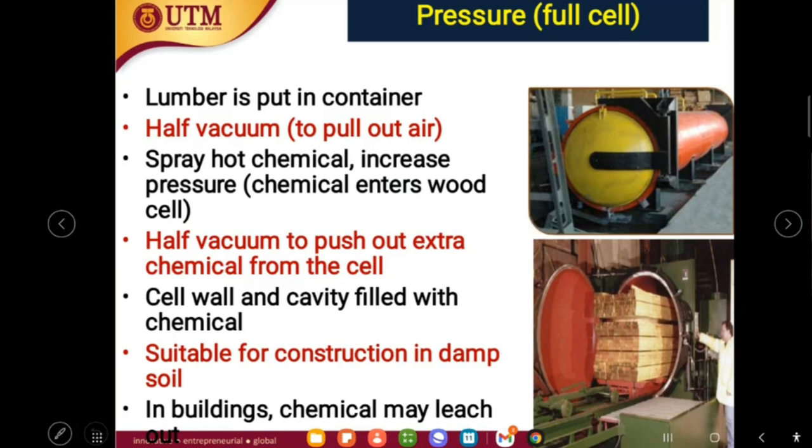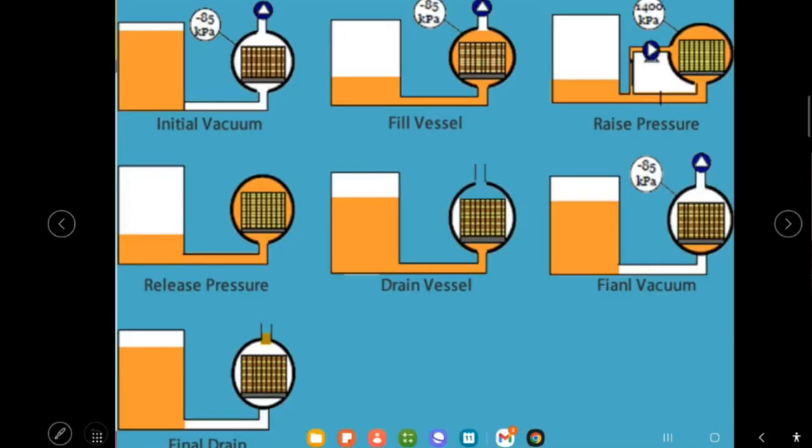So this is the process. We put the lumber into a container, and then this is the full cell. So in pressure treatment, we have full cell and also empty cell. I think straight away I give you a look at here. We put the timber into the container, and then we suck out the air, which makes a vacuum. After that, this is the preservative. Then we fill the vessel with the preservative while the container is still in the vacuum condition. Then we give pressure, we pump air inside and raise the pressure, and then we release the pressure.